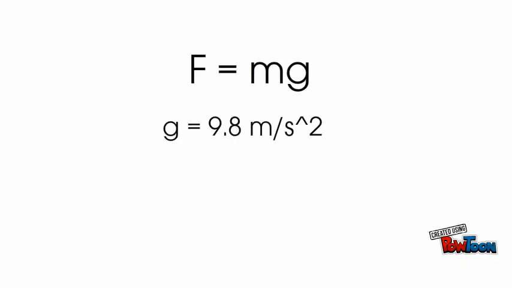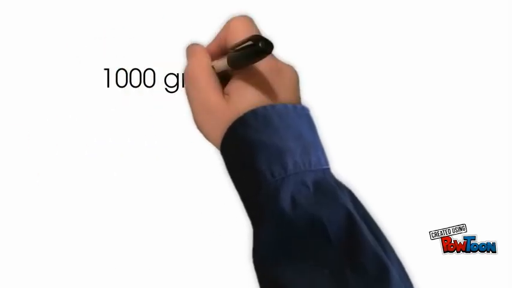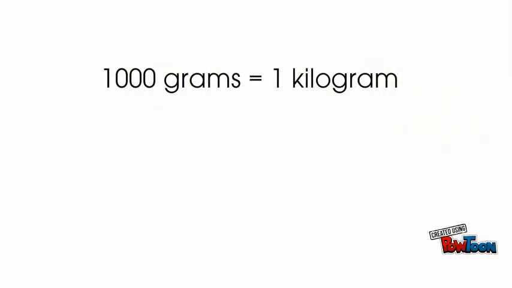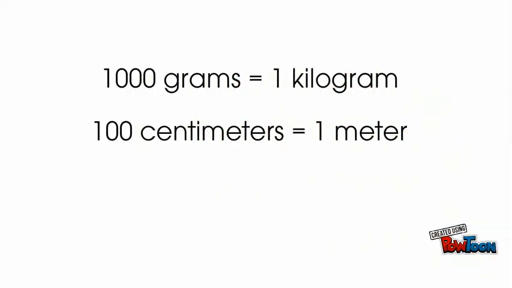Since we'll be graphing force versus displacement, we must recall some information. First, to determine the force, we must use the equation F equals mg, where g is 9.8 meters per second squared and m must be in kilograms. Additionally, some conversion factors must be known. 1,000 grams is equal to 1 kilogram, and 100 centimeters is equal to 1 meter. For this experiment, we must keep our units consistent.